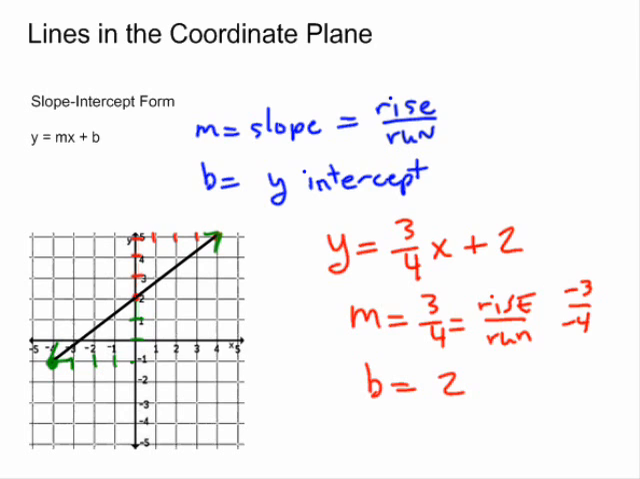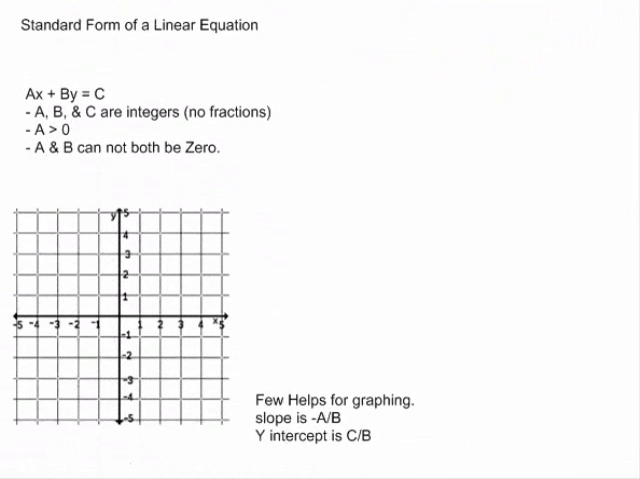Next form is standard form of a linear equation. The standard form for a linear equation is ax plus by equals c. A couple of stipulations we have to follow. A, b, and c are all integers. None of them can be fractions. A is greater than 0, meaning a cannot be negative, and a and b cannot both be 0. If they are 0, then we do not have a line.